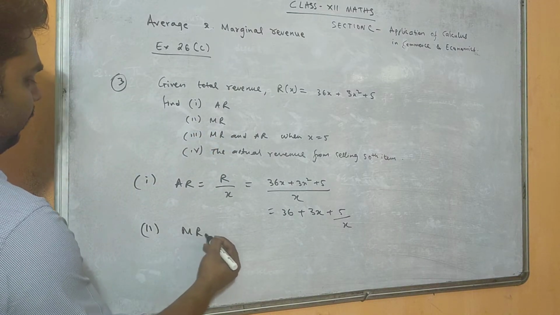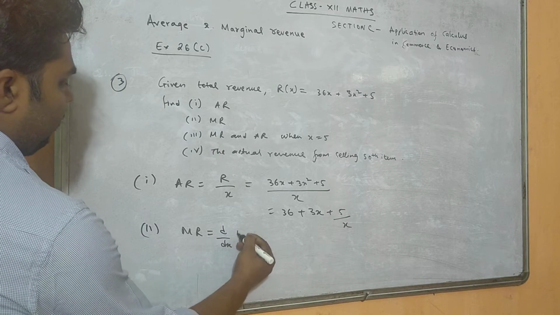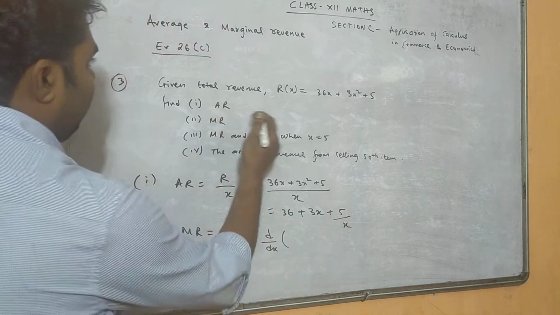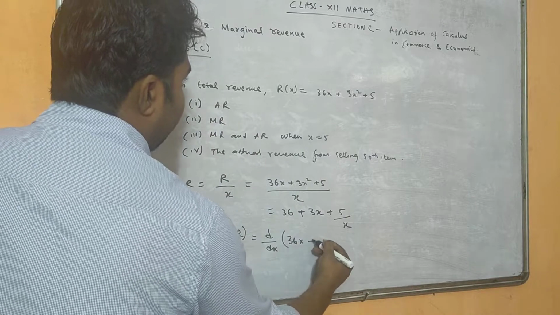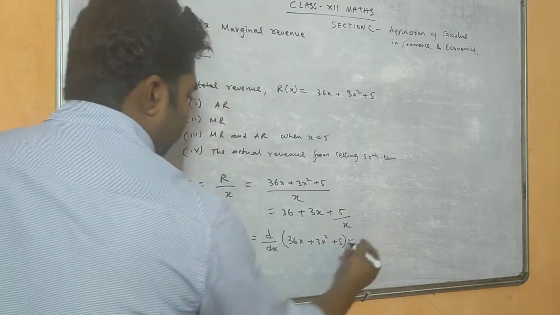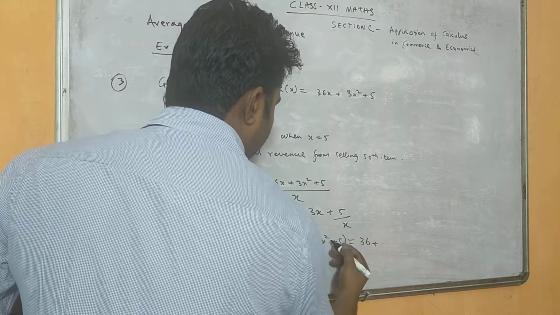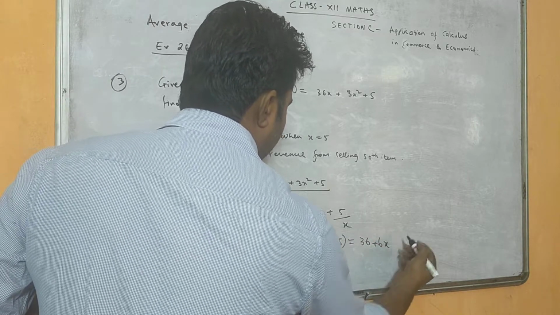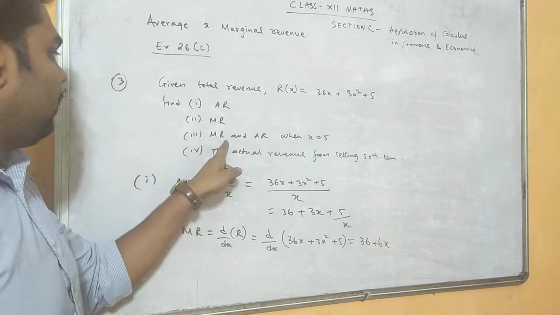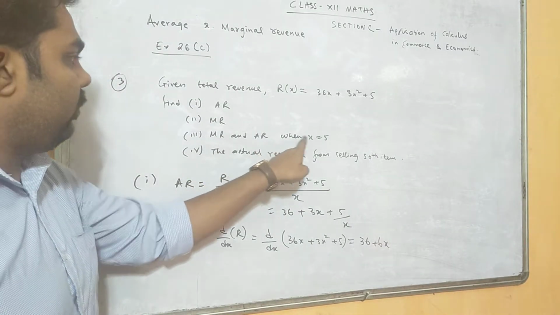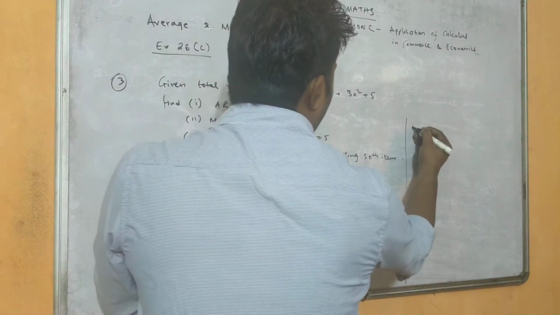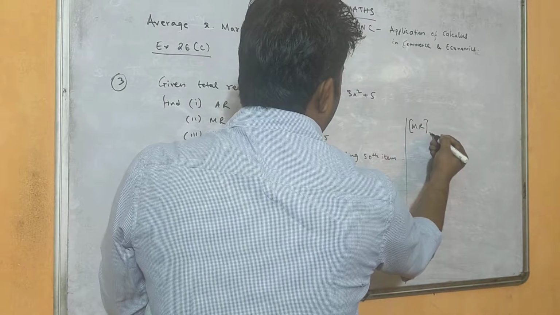Point number 2, when you are finding marginal revenue, that is d/dx, differentiation of revenue function. So d/dx of revenue function, that is 36x plus 3x square plus 5. When you find this one, you will get here 36 plus 2 into 3 is 6x plus 0, that is 36 plus 6x, right? Next, marginal and average revenue when x equals 5. So marginal revenue when x equals 5.